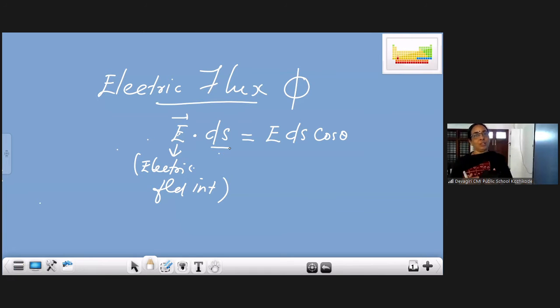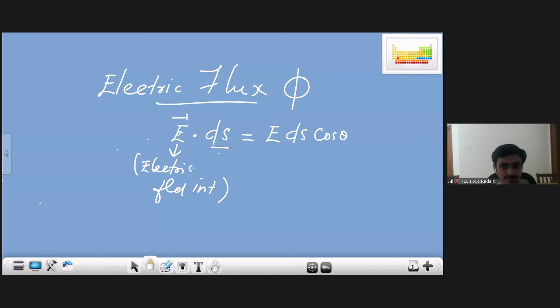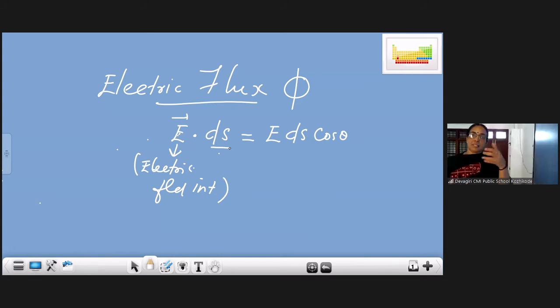Did you understand what the area vector is? Yes, ma'am. It is a quantity which is a vector. Its magnitude is the same as the area, which you already know how to calculate for any surface. Then what is its direction? Its direction must always be outside and perpendicular. So this is also a vector for us.